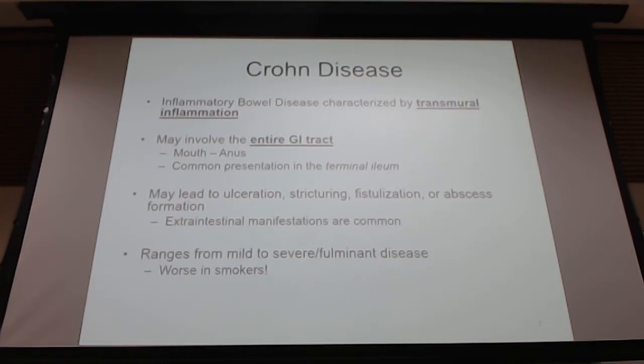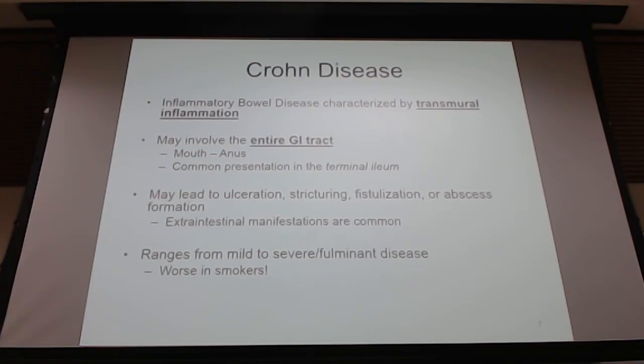So let's look at this. So transmural inflammation. That's just a fancy word for saying that it affects all layers of the bowel wall. So it may involve the entire GI tract, that is anywhere from the mouth to the anus. So you do see a lot of presentation in the terminal ileum. And where do we know the terminal ileum is at? Right near the appendix. Okay, so right lower quadrant.